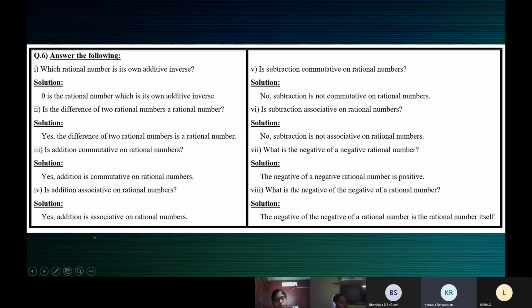Other answers we have discussed, right, children? Yes, ma'am. Please take down that extra question, that 8th one, in your notebook.